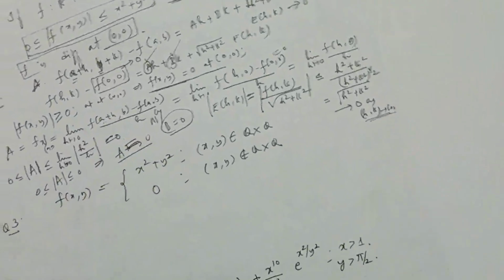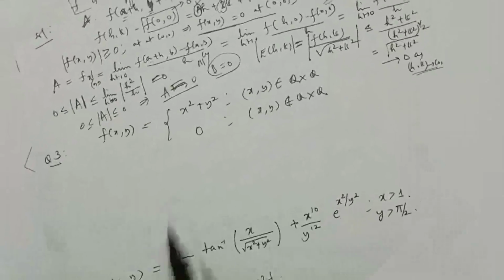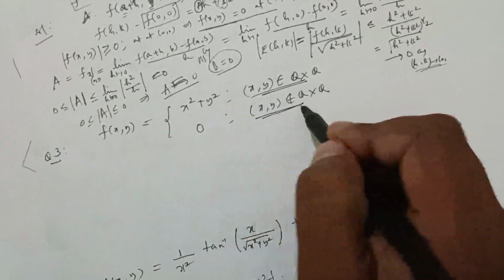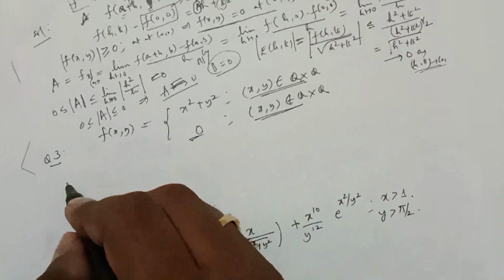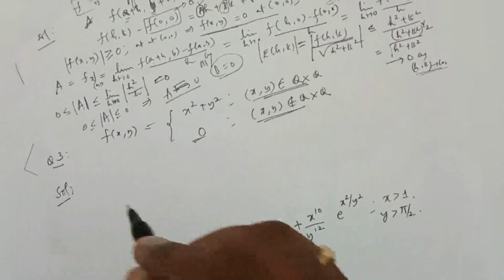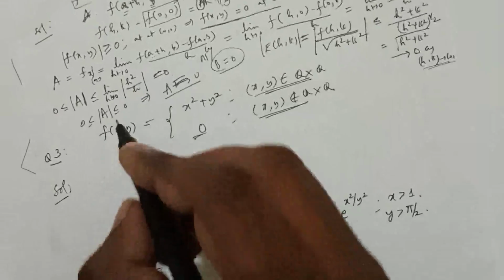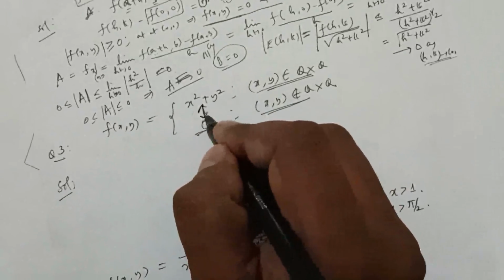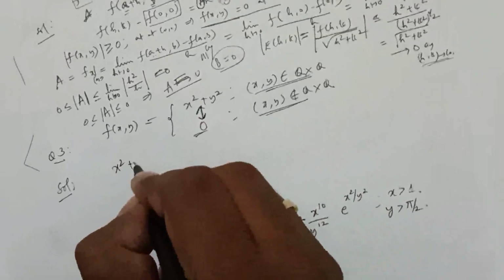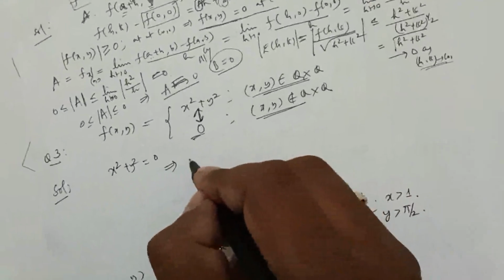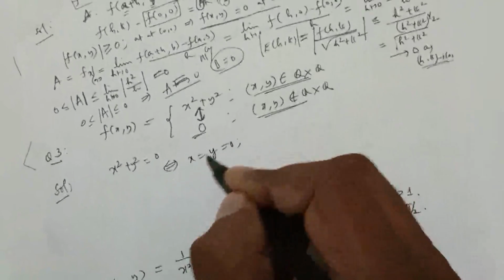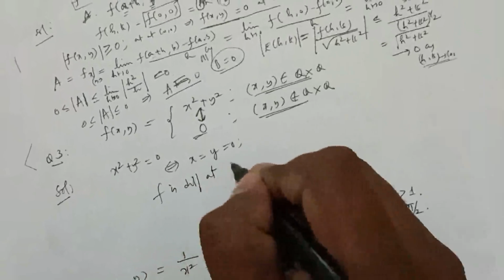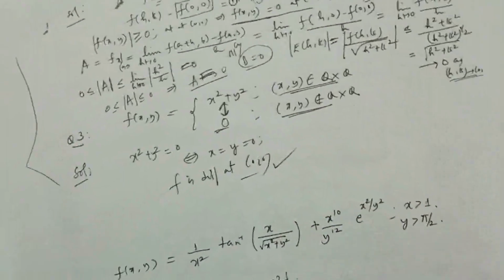Second question, what else is given? It's solved. Third one is f of x comma y equals x square plus y square whenever x and y are rationals. Whenever they are not rationals, it is given as 0. So whether this function is differentiable, and if it is differentiable, at what point it is differentiable? See, you equate this likewise as we discussed the Dirichlet function. So x square plus y square equals 0. This if and only if x must be 0. So f is differentiable at 0 comma 0.